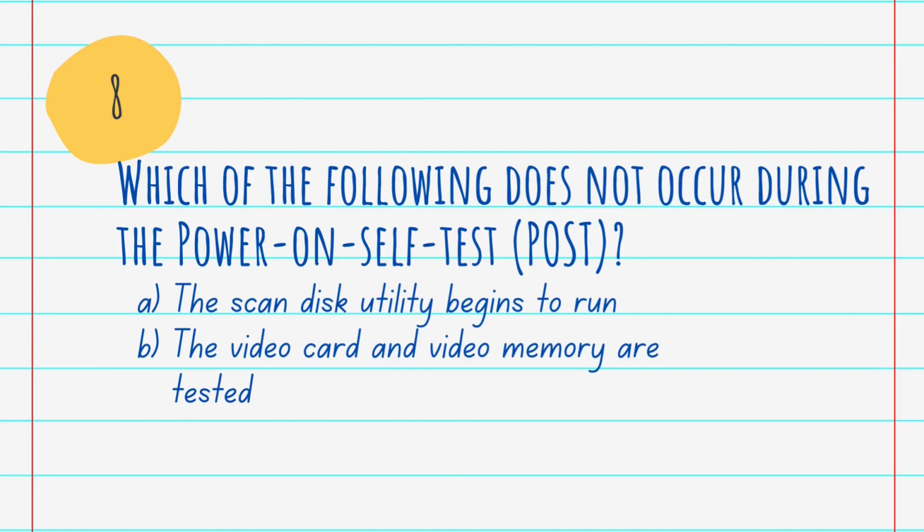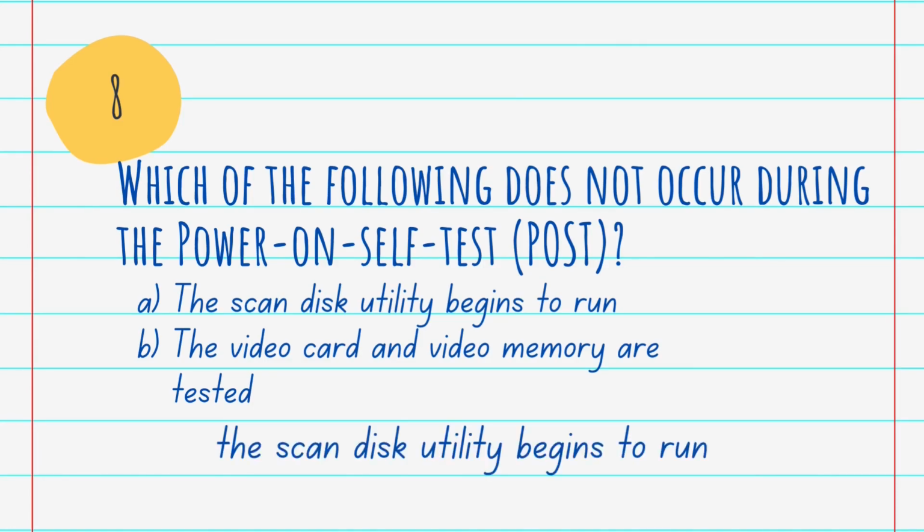Then question number 8. Which of the following does not occur during the power on self-test, that is the POST state? A. The scan disk utility begins to run. B. The video card and video memory are tested. And the answer is A. The scan disk utility begins to run. In an operating system, power on self-test is the method, or we can say the process, that is done immediately after the computer or digital electronic device is powered on. It is performed by the firmware or software in a device. Scan disk utility is usually used to check the hard disk for errors and to correct the problems that are found. And it does not occur during the power on self-test mode. Got it? You have to run the scan disk manually, at least every 2 to 3 months, if you believe you have problems in a hard drive.